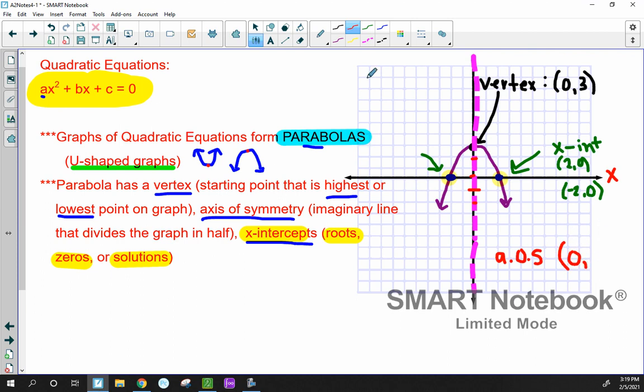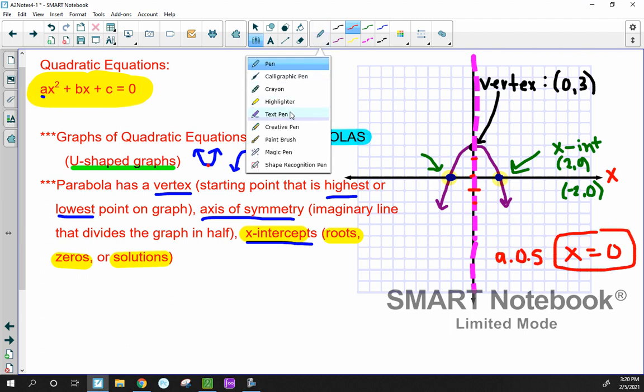Okay, so instead of writing all those points down, I'm just going to give you the actual equation for that. So if all the x's are 0, then the equation for that axis of symmetry would be x equals 0.